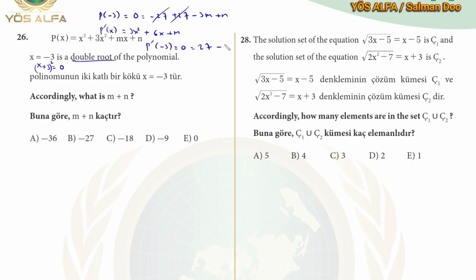Minus 3 times 6 is minus 18 plus m. From here we have m is equal to minus 9. Let's substitute this value into the first equation. So we have minus 3 times minus 9 plus n is equal to 0. From here, n turns out to be negative 27. Since we are asked to find m plus n, our answer is minus 9 plus minus 27, which is minus 36. So the answer is A.